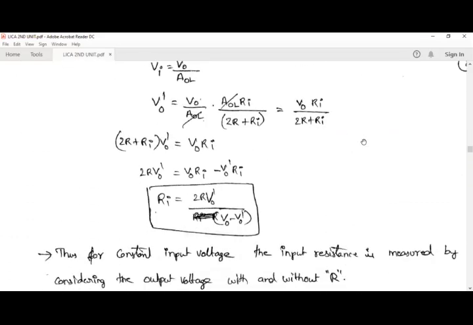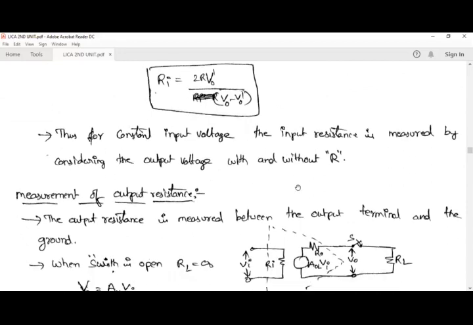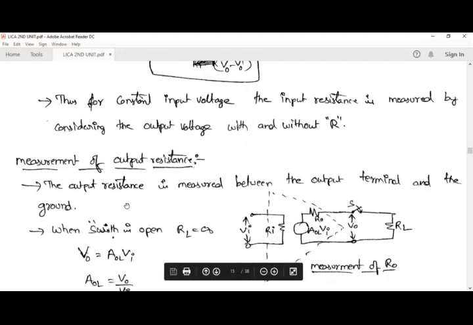Next we are going to discuss the measurement of output resistance. When considering the measurement of output resistance, you can see here the output resistance is measured between the output terminals and the ground. So we are going to measure the output resistance between output terminals and the ground.